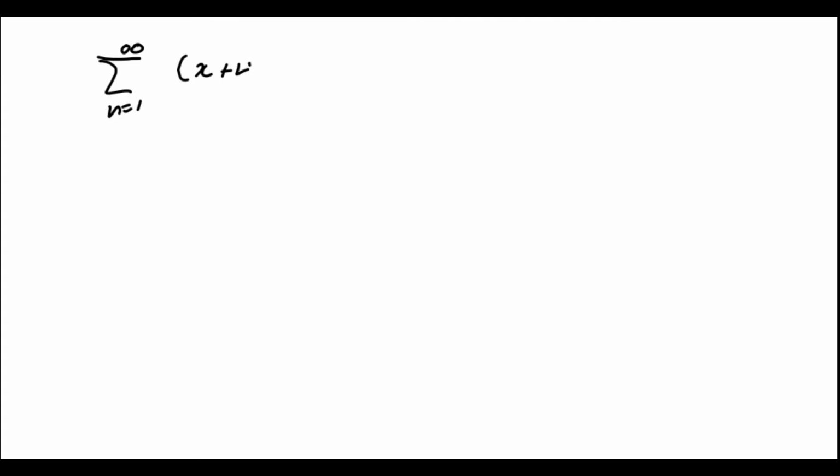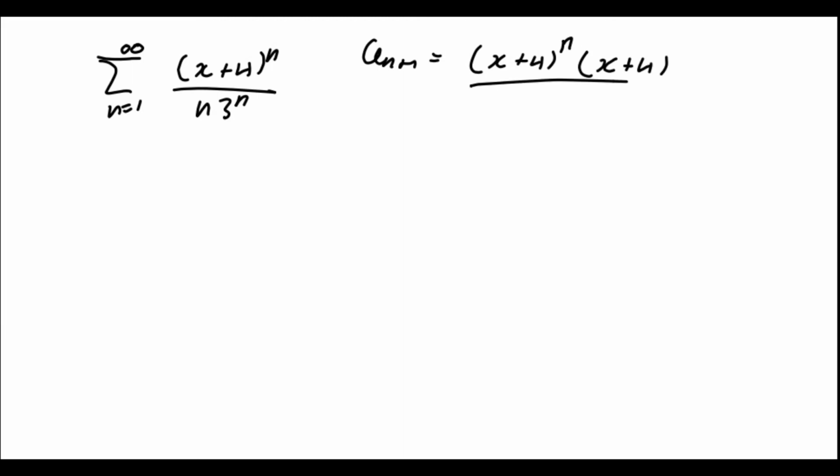(x plus 4) to the power n divided by n multiplied by 3 to the power n. So here you're applying the ratio test, so your a sub n plus 1 will be equal to x plus 4. You're supposed to say n plus 1 here, but I won't write it like that. I've already explained why. That will be x plus 4, divided by, here I'll say n plus 1 multiplied by 3 to the power n multiplied by 3, instead of saying 3 to the power n plus 1.